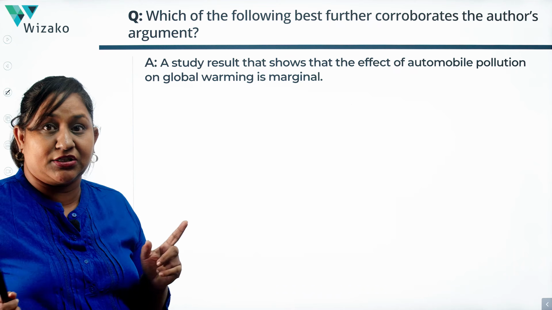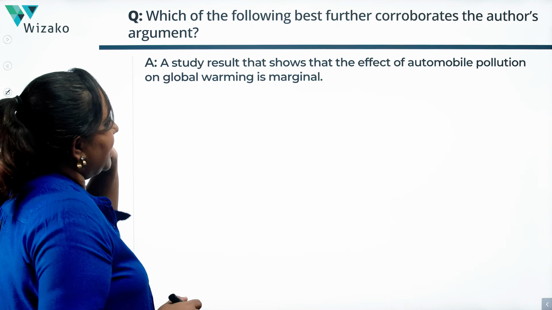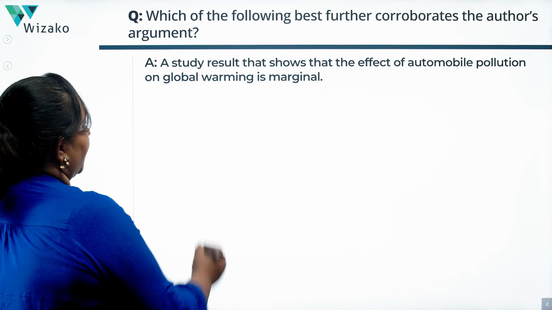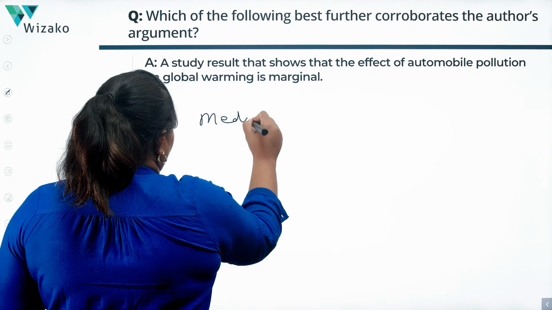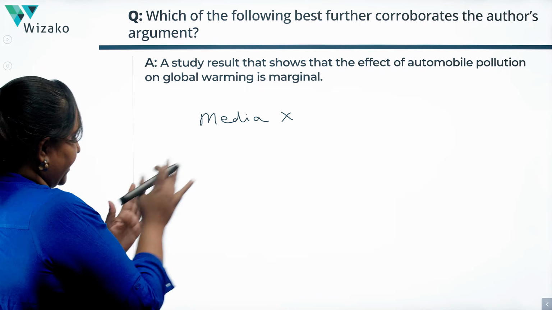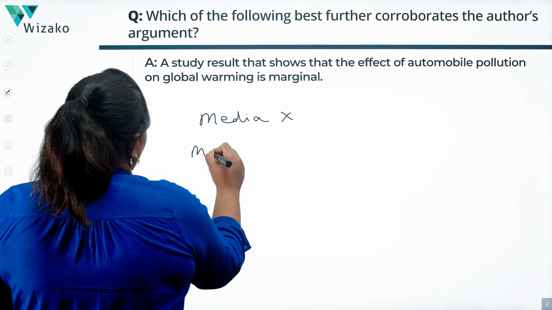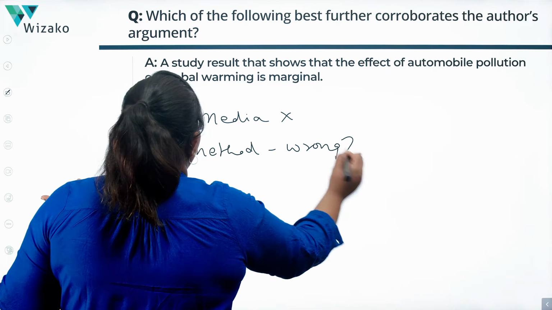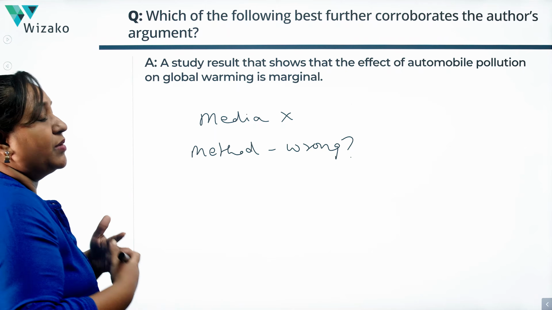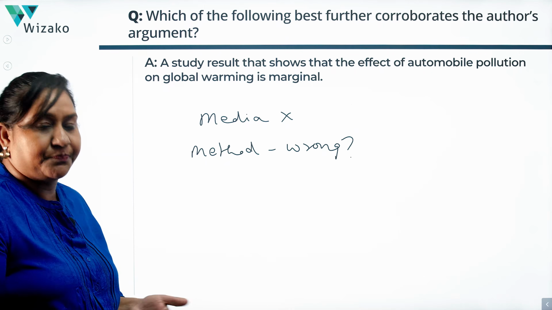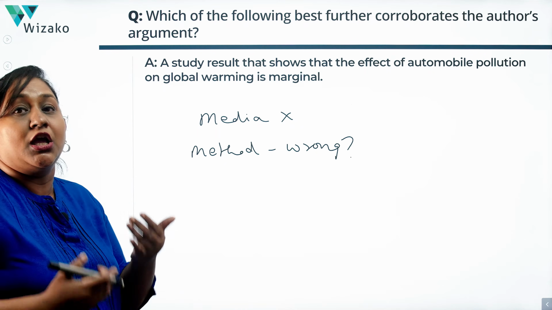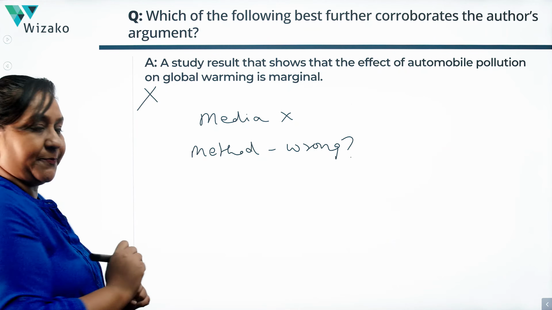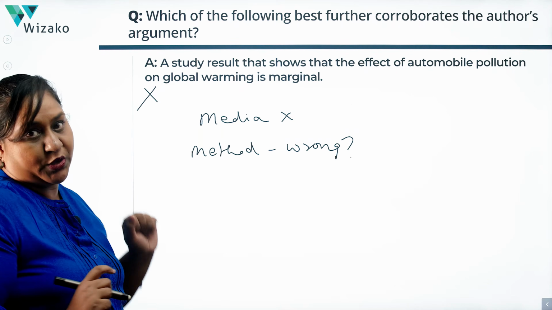Let's look at each of our answer options individually. A study result that shows that the effect of automobile pollution on global warming is marginal. Now, we have not talked about media attention at all in this particular statement. Have we said that the method that has been used by the author is wrong? We have said that this was a study, that this was the result, but we have not talked about the methodology either. If we have not talked about media attention, nor have we talked about the methodology and its problems, this is not the correct answer. We have to validate at least one of these two.